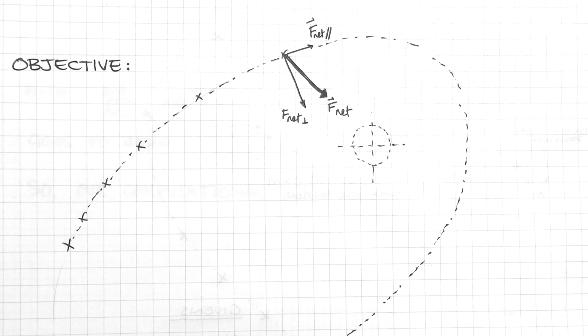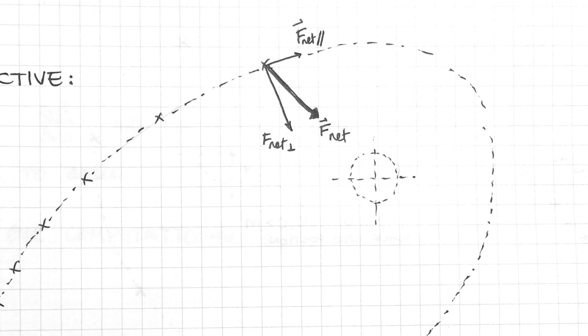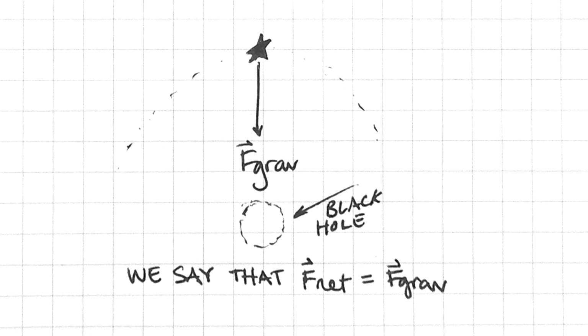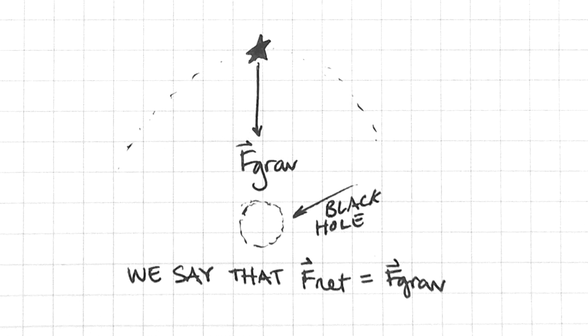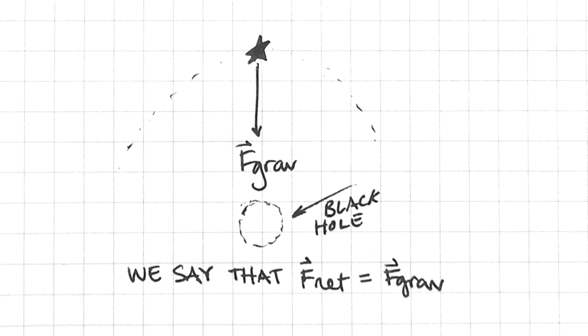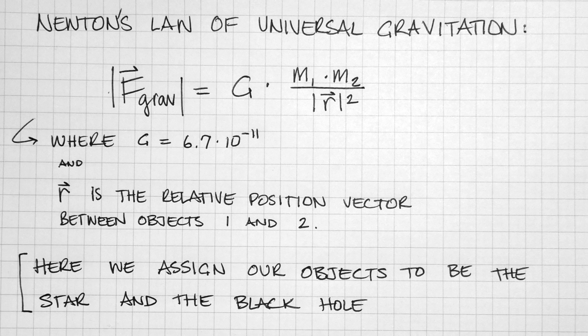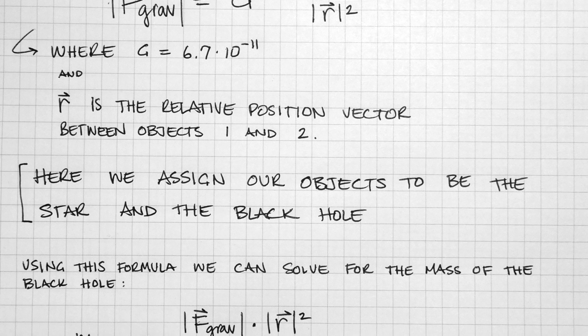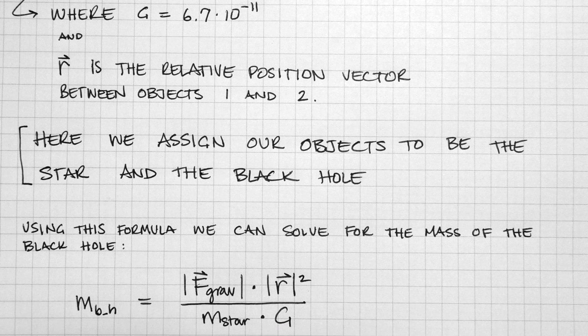Then each of these velocities was used to approximate the net force acting on the planet at each observed position. Because we don't have any information about other large objects in the vicinity of the black hole and the star, we assume that the gravitational force of the black hole is the only significant force acting on the star. And using Newton's universal law of gravitation, we were able to estimate the mass of the black hole to be 3.566 times 10 to the 31st kilograms.